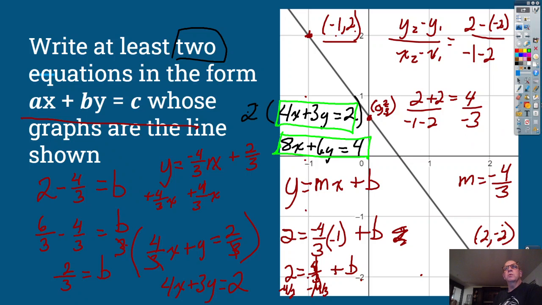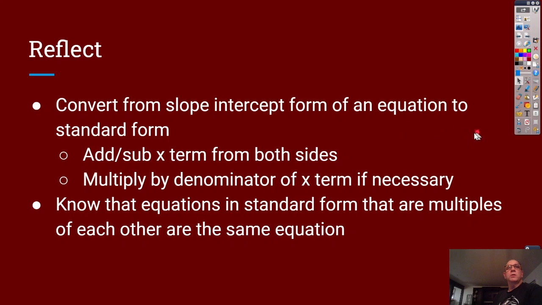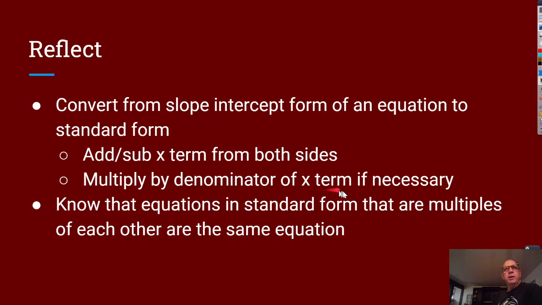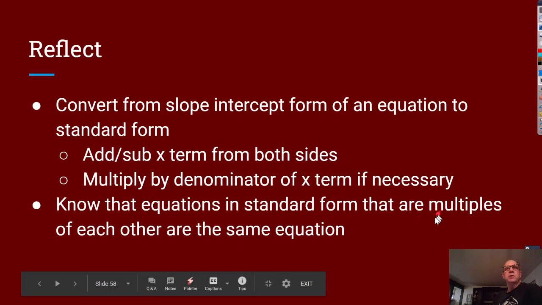And I know it was a million steps, but we're on lesson 23. So a million steps is kind of expected because you learned 23 different skills in the last month or so. So what did we learn? We learned to convert a slope-intercept form of an equation to a standard form by adding or subtracting the x term from both sides. We multiplied by the denominator of the x term if necessary. And we know that equations in standard form that are multiples of each other are actually the same equation.